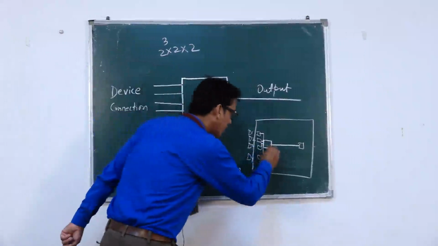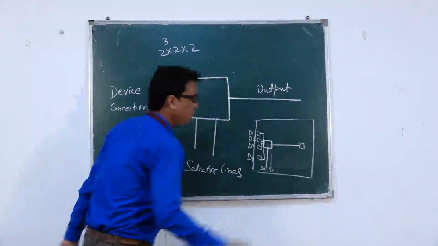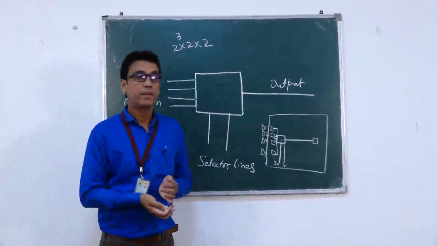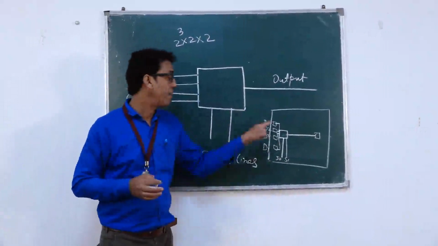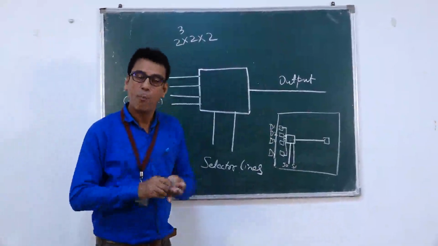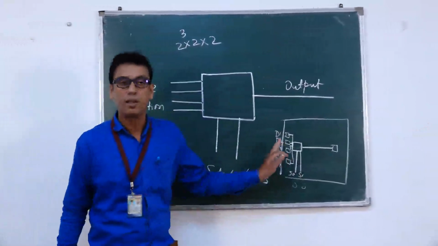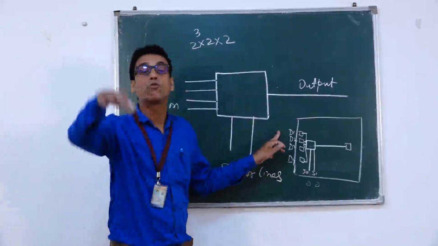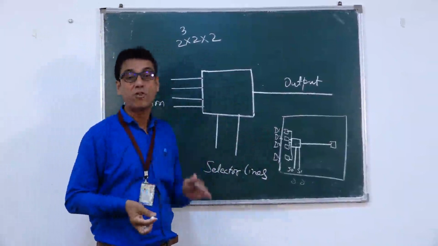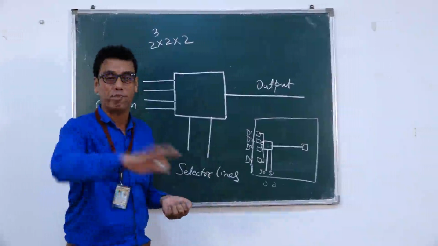And this is the selector line, S0 and S1, suppose. The operating system will decide which device will be given this cable to send the data. If the operating system puts 00 on S0 and S1, then D1 will be allowed to send the data. At the same time, if D2 attempts to send the data, then the data of D2 won't be allowed to travel on the wire.